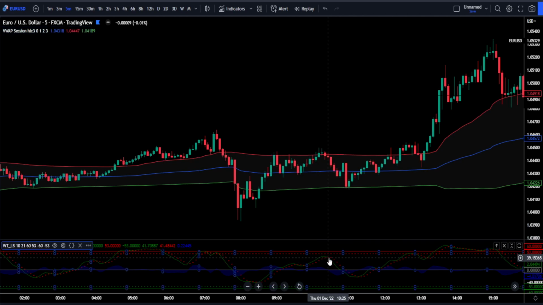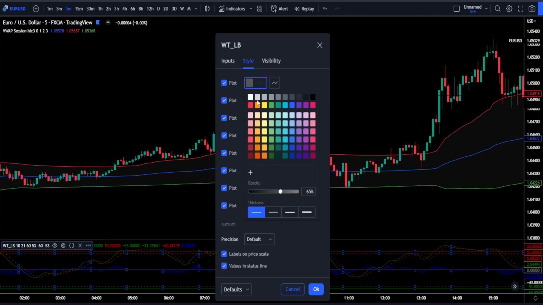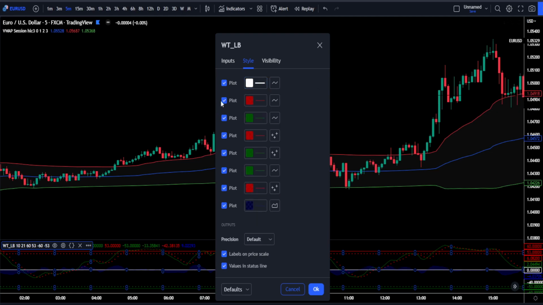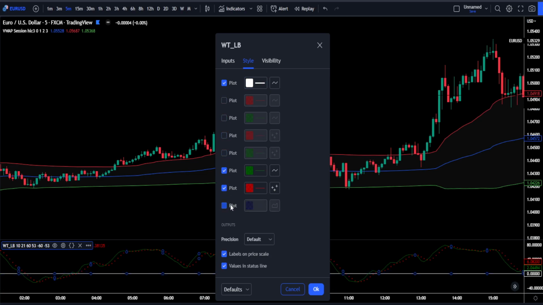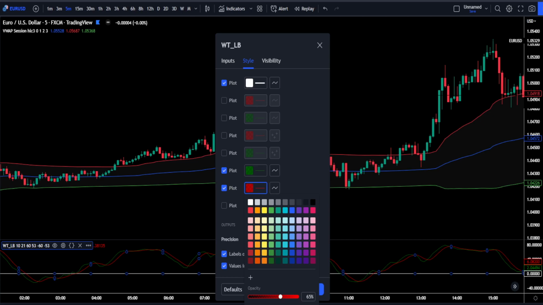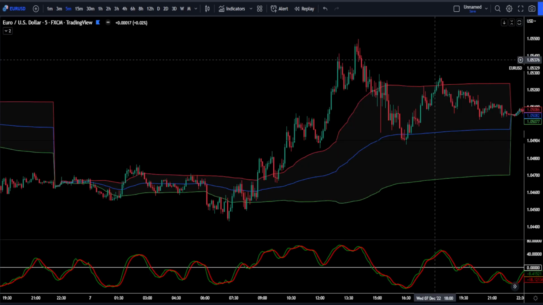Now for the wave trend, just double click on this, and we need to change our first plot here from gray to white. We'll also increase its opacity here, and then we're going to go ahead and remove all of these plots except for these two. These two plots are our moving averages, and we'll also be changing this one from dots to a line. I'll also increase the size of the line to make it a little more visible. Now that we've got all of that out of the way, our strategy is complete.